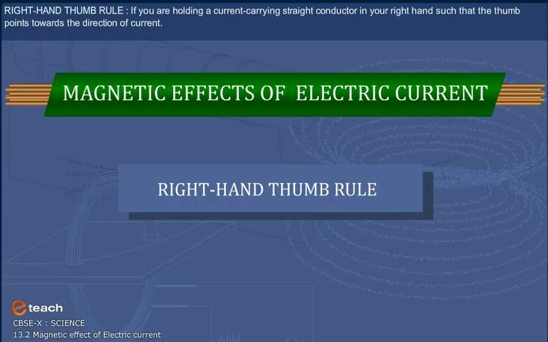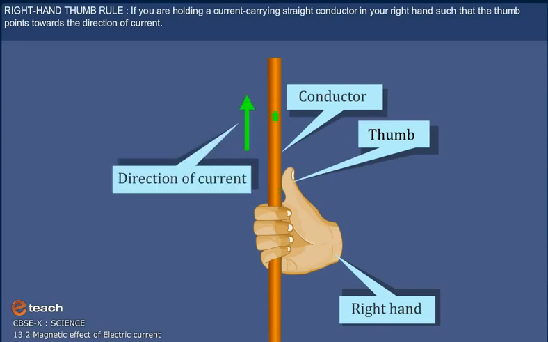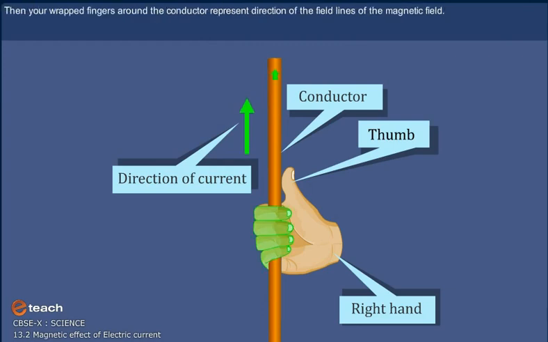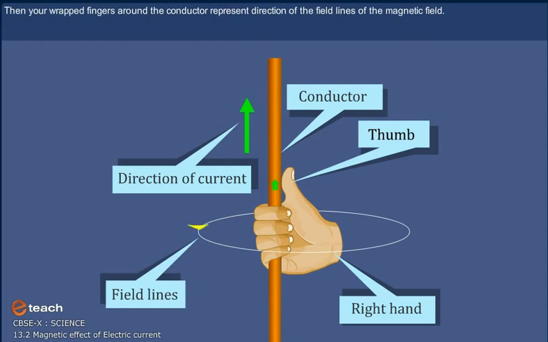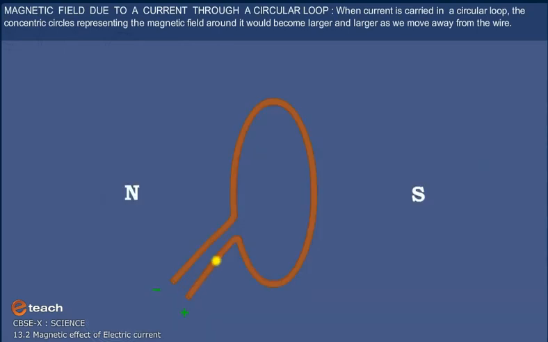Right hand thumb rule. If you are holding a current carrying straight conductor in your right hand such that the thumb points towards the direction of current, then your wrapped fingers around the conductor represent the direction of the field lines of the magnetic field. Magnetic field due to a current through a circular loop.